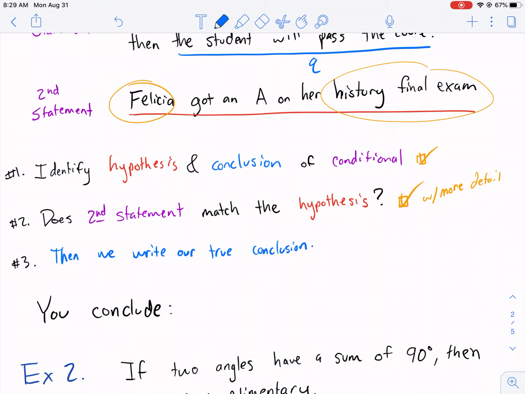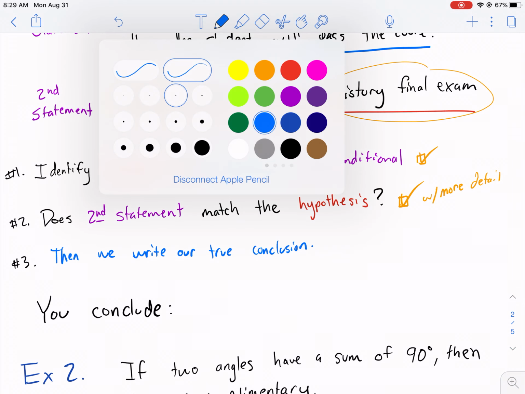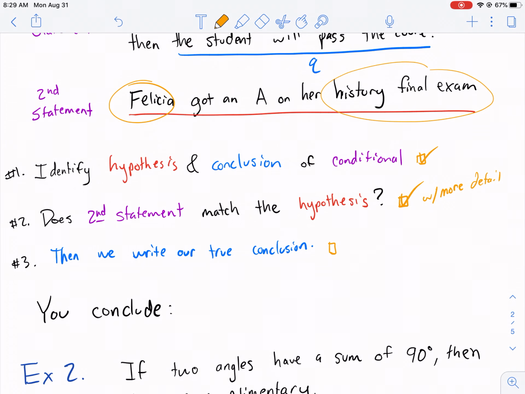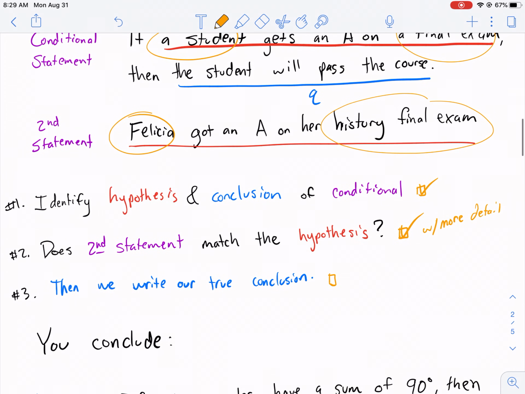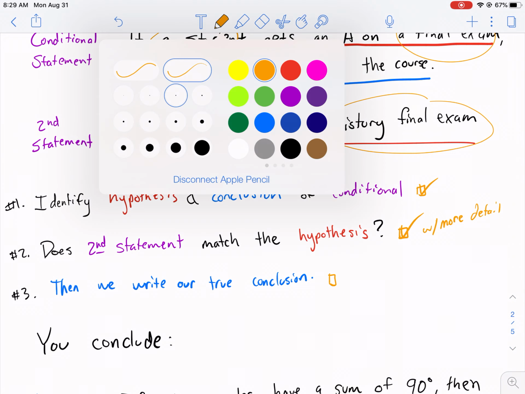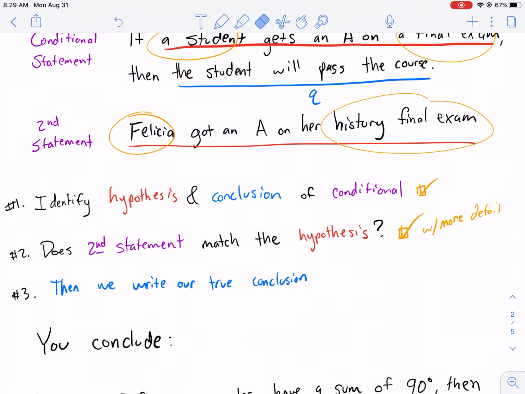Okay, so now we can write our true conclusion. I'm going to get the checkbox ready because we're going to check it. You conclude what? Oh, I forgot to say something. Using details. Okay? Then we write our true conclusion using details, or I should say the details. That'd be a little bit better, wouldn't it? Using the details. What do I mean by the details? Well, we just talked about it.